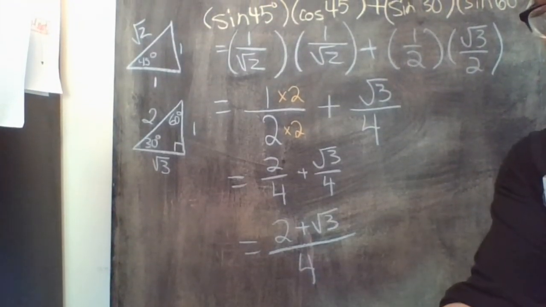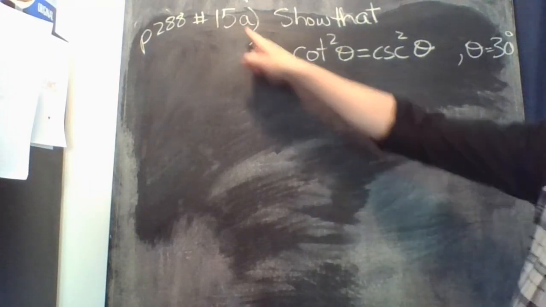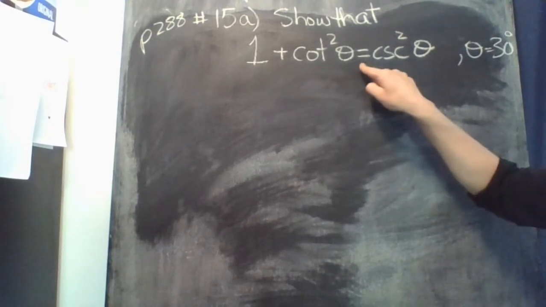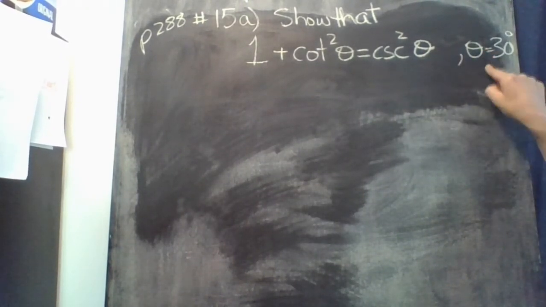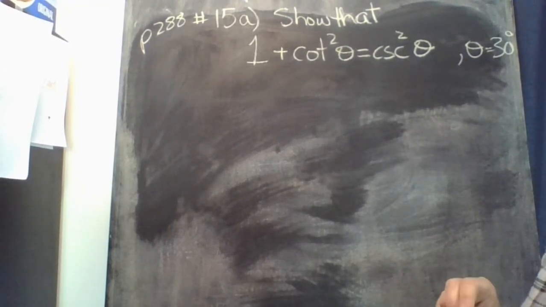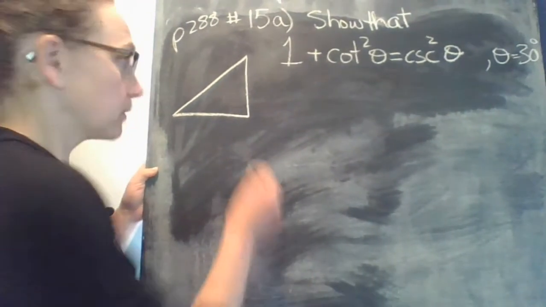Ta-da! Okay, so let's do one last example here. So this is out of the homework section. So we want to show that 1 plus cotangent squared equals cosecant squared when the angle is 30 degrees. Okay, so an angle is 30 degrees. That means I'm definitely dealing with my 30-degree triangle. So let's draw that. Because without that, I don't know what my answers are going to be.